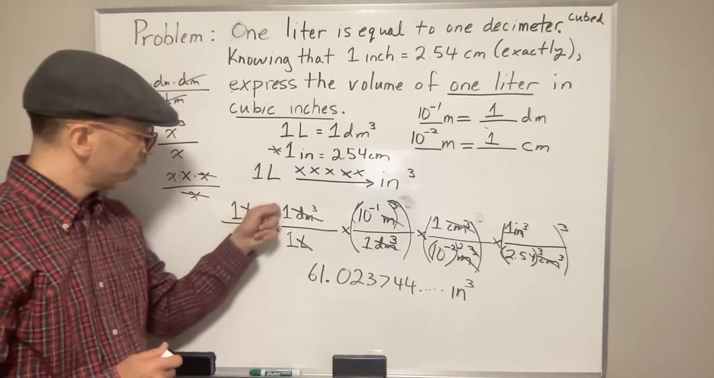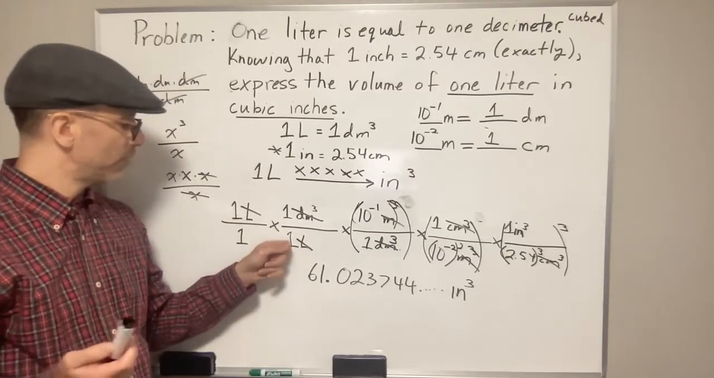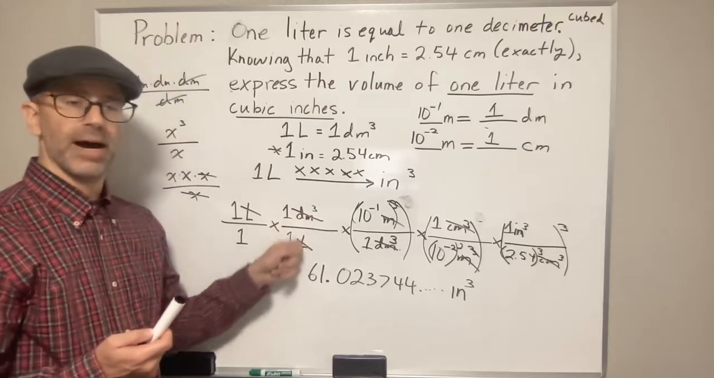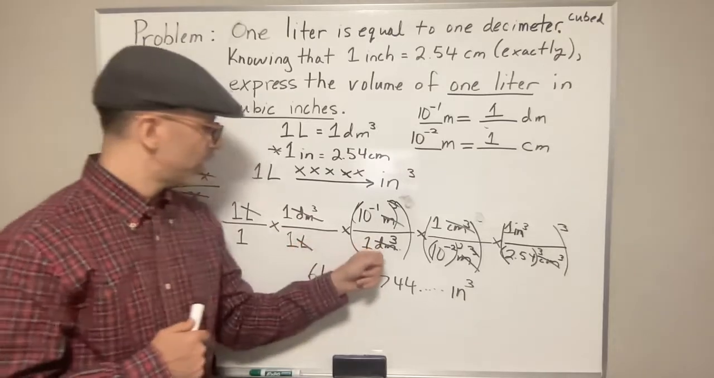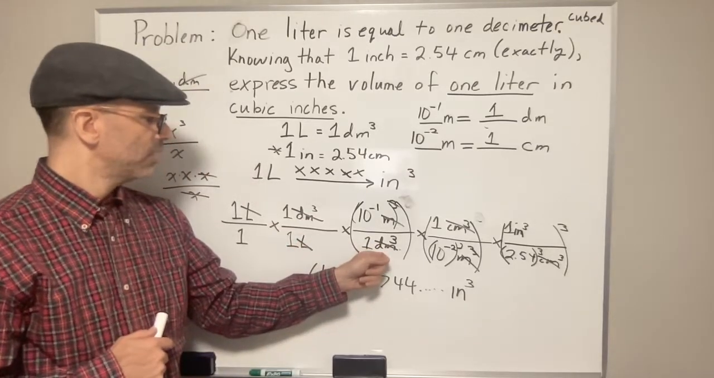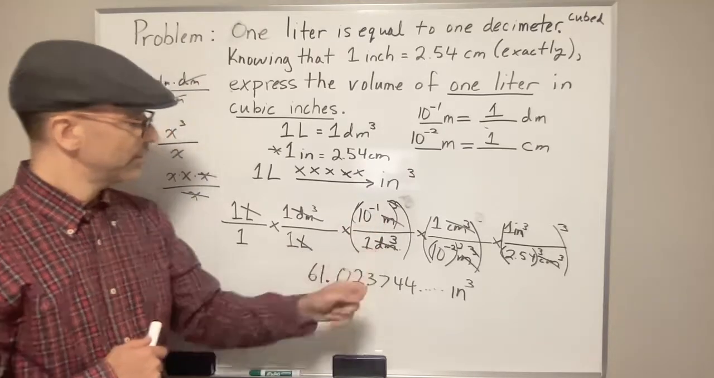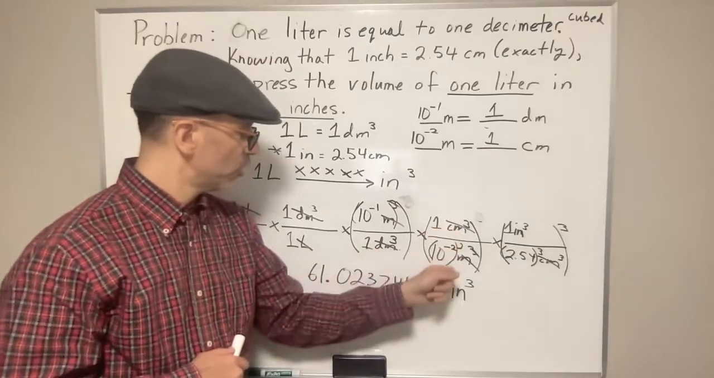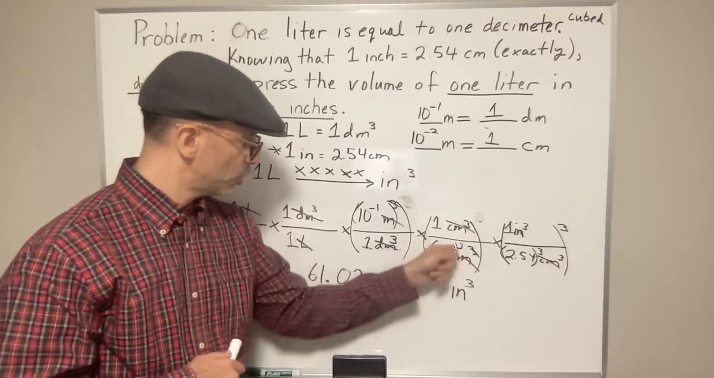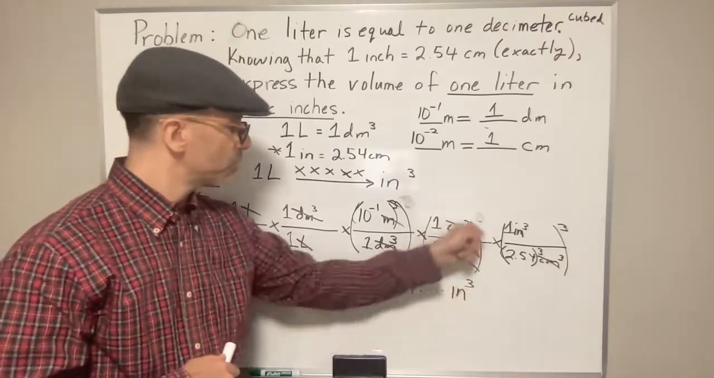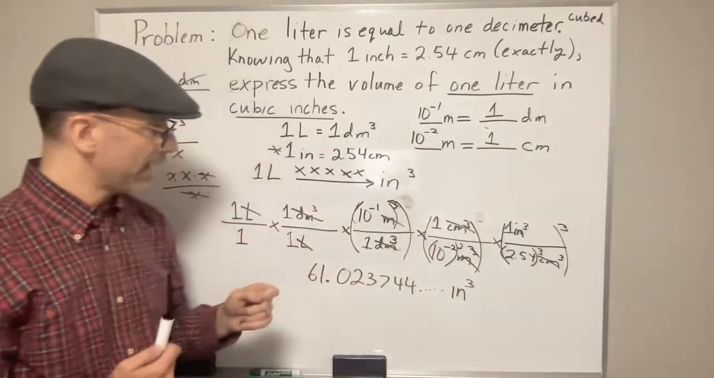So here, 1 decimeter cubed is equal to 1 deciliter. That's exact. That's true by definition. And you can tell that by the fact that we've got metric units here. 1 decimeter is equal to 10 to the negative 1 meters. That's true by definition, so that's exact. 1 centimeter is equal to 10 to the negative 2 meters, cubed. So that's true by definition as well.